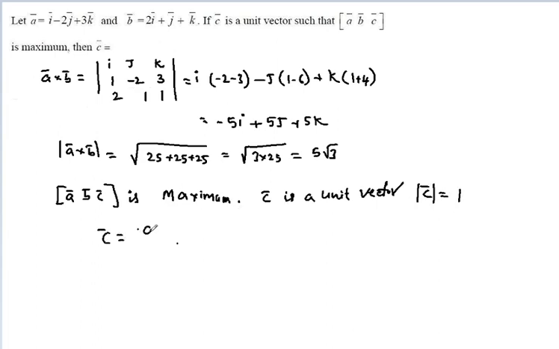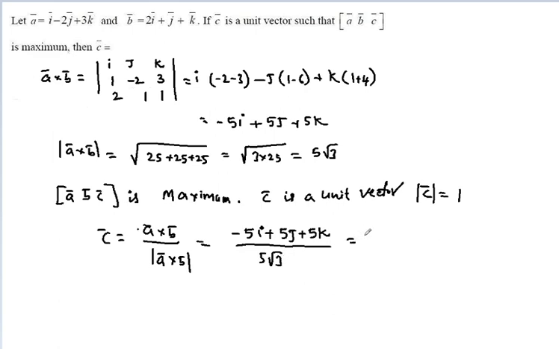Therefore C is equal to A cross B by the modulus of A cross B. A cross B is minus 5i plus 5j plus 5k by 5 root 3. Take 5 common, that is 5 times (minus i plus j plus k) by 5 root 3. Here the 5 cancels, and C is equal to (minus i plus j plus k) by root 3.